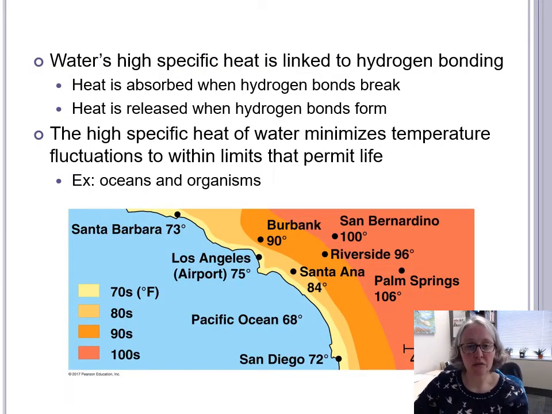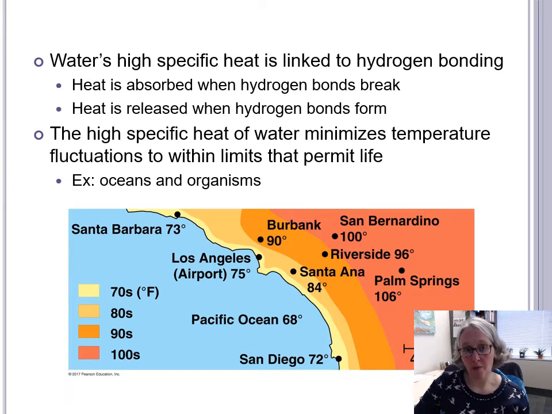Water's high specific heat is linked to the hydrogen bonds. So let's go back to our pot of boiling water. Heat gets absorbed when hydrogen bonds break. So if I've got this big bucket of water and I'm trying to heat it, all of that heat is going to get absorbed: break a hydrogen bond, break a hydrogen bond, break a hydrogen bond. I'm going to have to break a bunch of hydrogen bonds. I'm going to absorb a bunch of heat before the temperature changes.